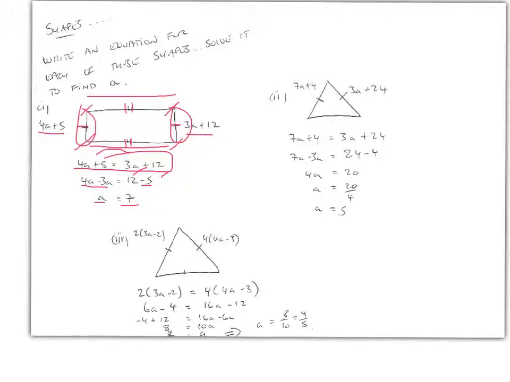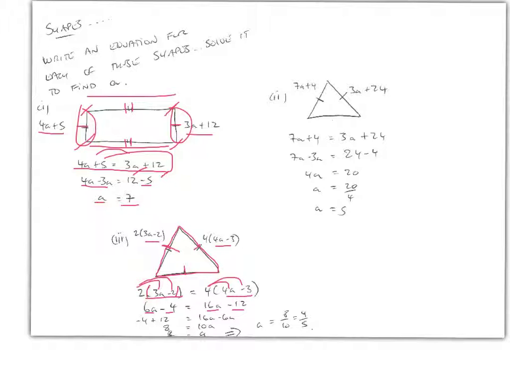If we look at the second example here, we have an equilateral triangle where the three sides are of equal length, and we're told that one side, in terms of a, is 2 times 3a minus 2. The other side is 4 times 4a minus 3. So again, we're trying to find a. So we can just equate one side to the other because we know they're the same length. So 2 all multiplied by 3a minus 2 is equal to 4 times, in brackets, 4a minus 3. So let's remove the brackets. 2 by 3a is 6a, 2 times minus 2 is minus 4, 4 times 4a is 16a, minus 12. 4 times minus 3 is minus 12.